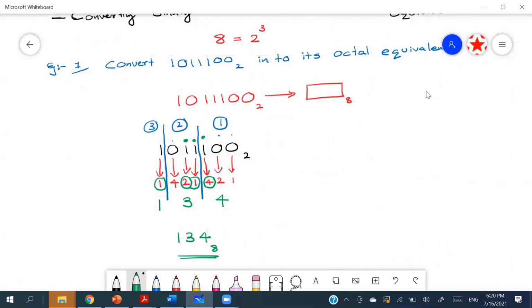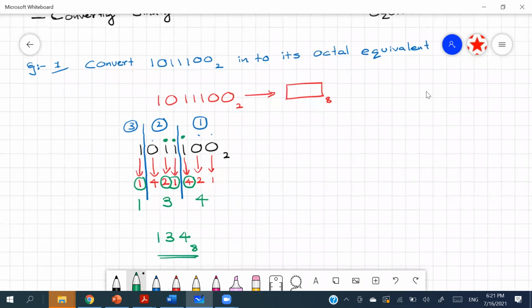You really don't need to write this, 8 is equal to 2 to the power 3. I'm just illustrating it to you. So I'll erase it. Just go with the example.